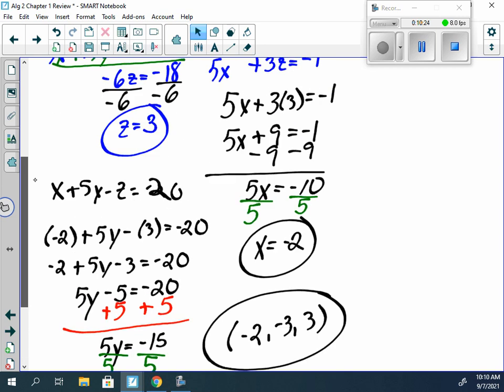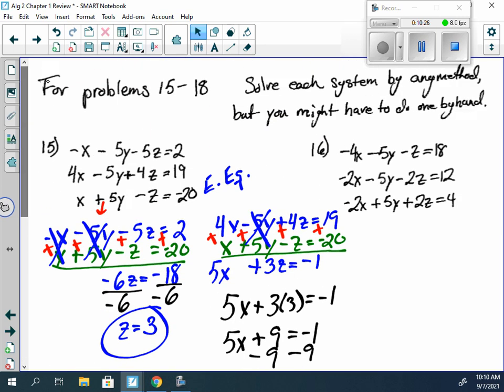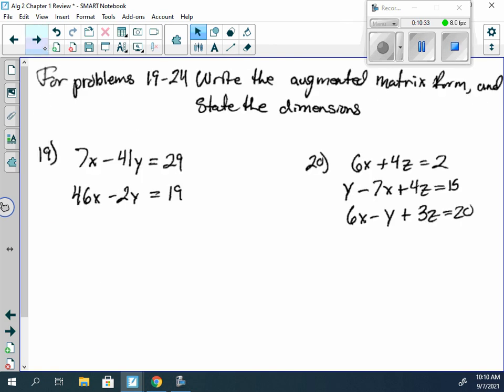Are we good with 15 through 18? Because they would all be the exact same. Questions on 19 through 24. 19 through 24, is there one of those that y'all want to look at? Let's do 20.